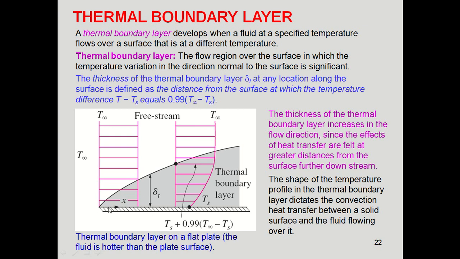So that's why, if you see at the leading edge, the thickness of the boundary layer is small. When the length of the plate increases, the thermal boundary layer thickness is going to increase. The shape of the temperature profile in the thermal boundary layer dictates the convection heat transfer between a solid surface and the fluid flowing over it. Okay.